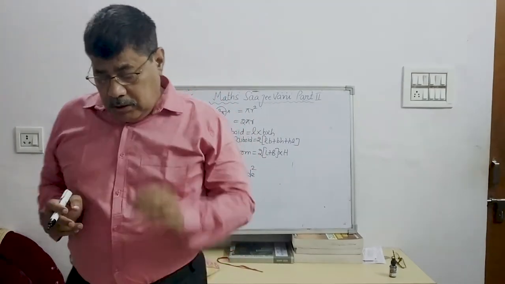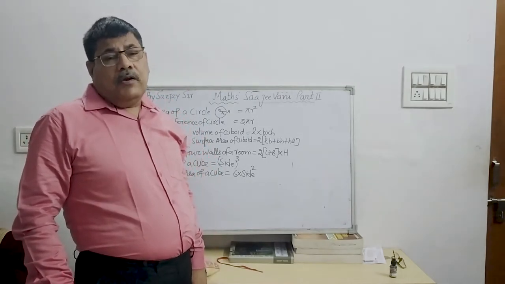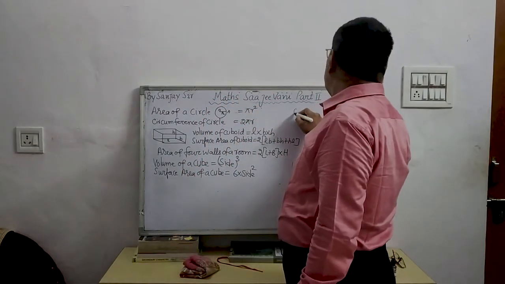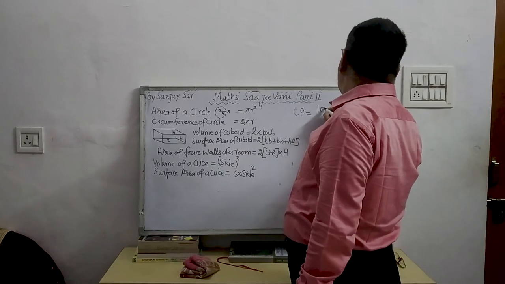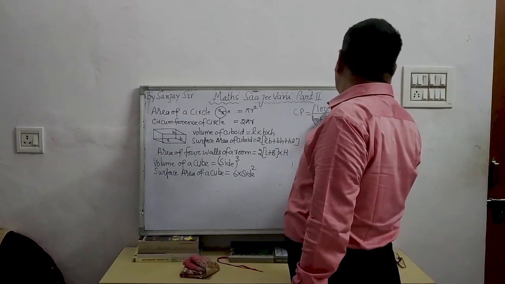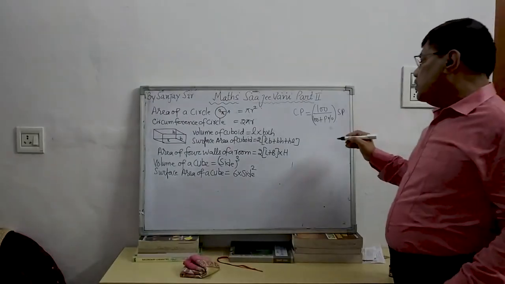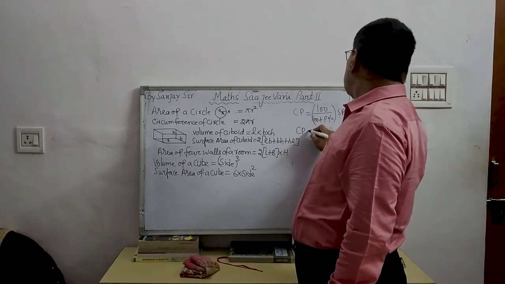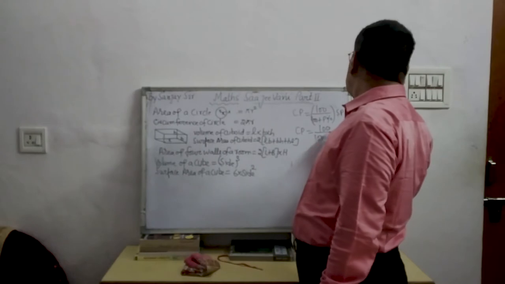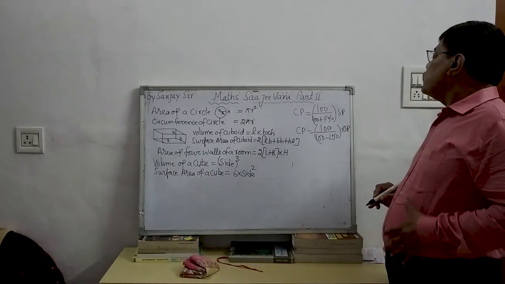Now I am going to tell you how you will find out different values. Suppose cost price is given, selling price is given, profit percentage is given. Which formula will you use to find out the cost price? CP equals 100 upon 100 plus profit percent, and then multiply it by selling price. If there is a loss, then you can switch to this formula: CP equals 100 upon 100 minus loss percent into SP. Clear?